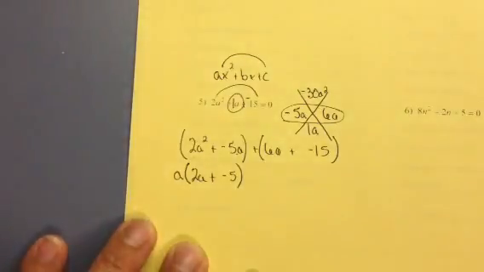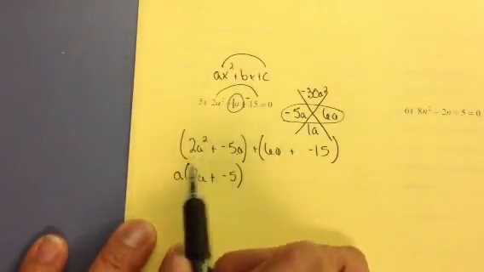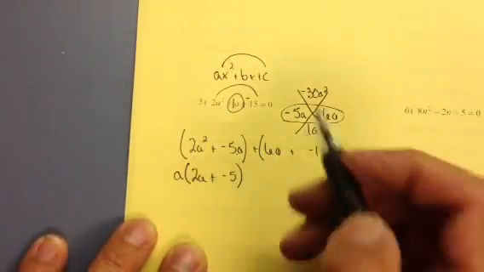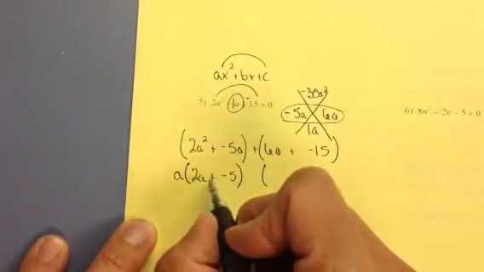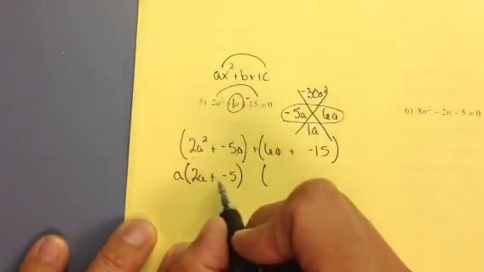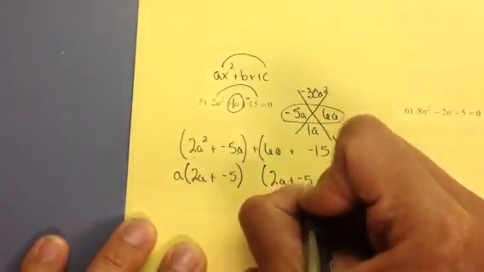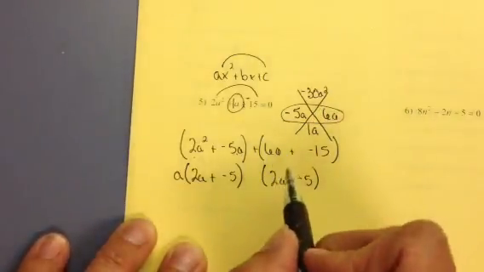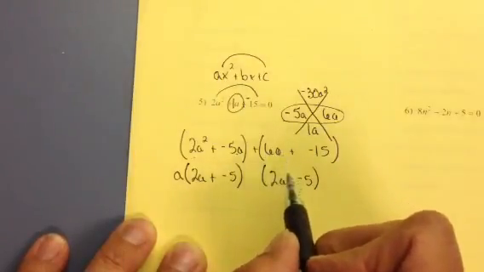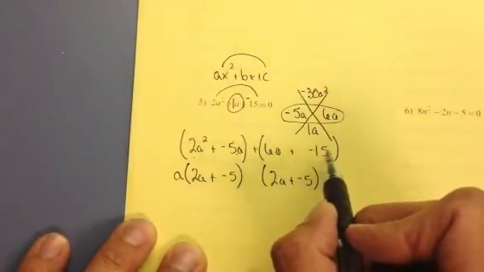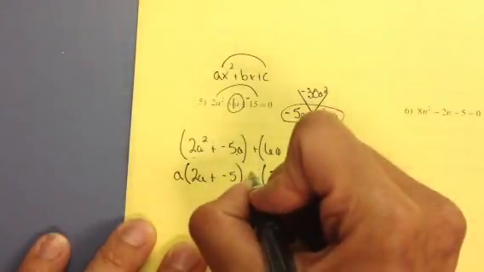The nice thing about this method is once you've done your first set of parentheses, the second set of parentheses is much easier because these parentheses will have to match. So if I have 2a plus negative 5 here, I'm going to have 2a plus negative 5 here. And then I go back and I ask myself, what did I factor out of 6a to get to 2a, or what did I factor out of negative 15 to get to negative 5, and that's a 3.